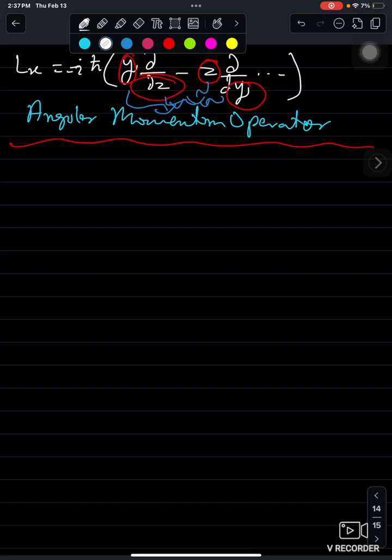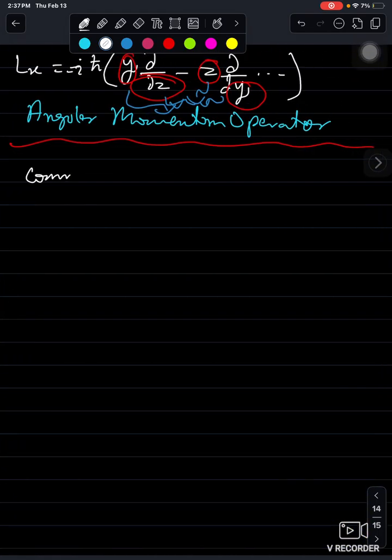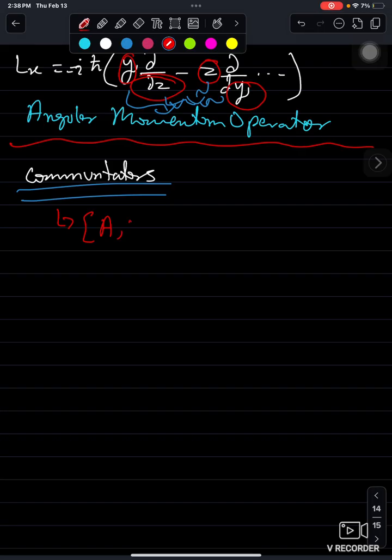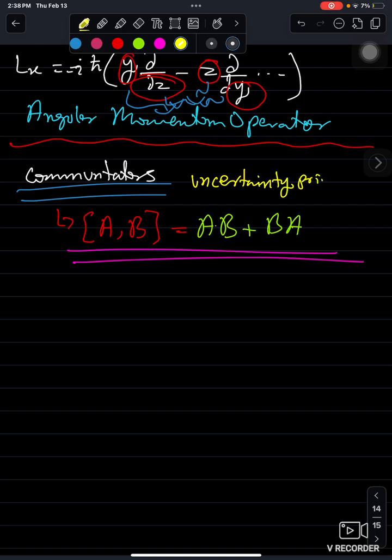There's one more thing I want to talk about. When we wrote this equation over here, we know that these are called commutators. What these commutators do is they are written like this: A and B, which can be written as AB plus BA. These are called commutators, and this is mostly used for the uncertainty principle. This is how the uncertainty principle is derived. I have made a video on the derivation of the uncertainty principle.